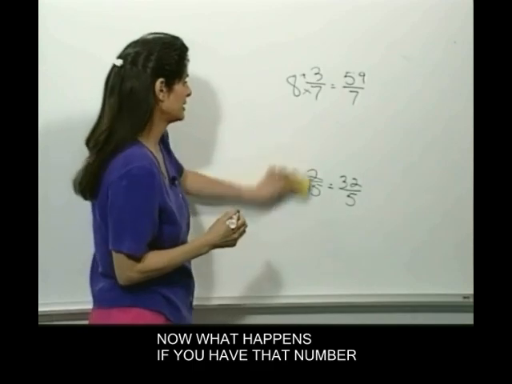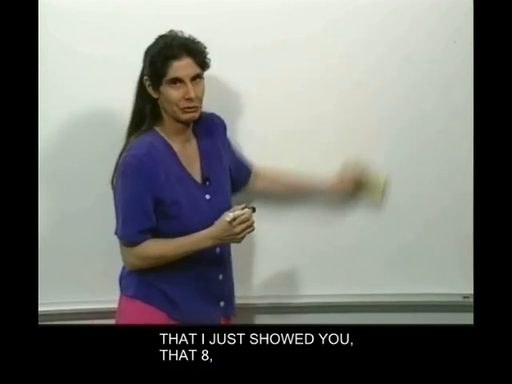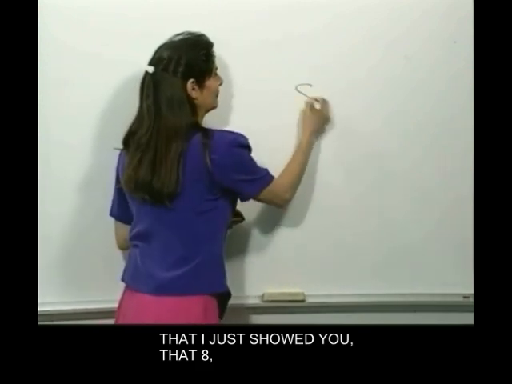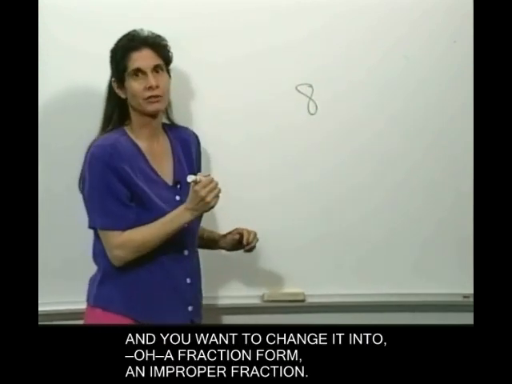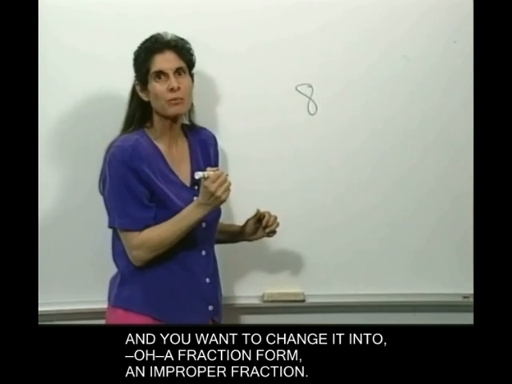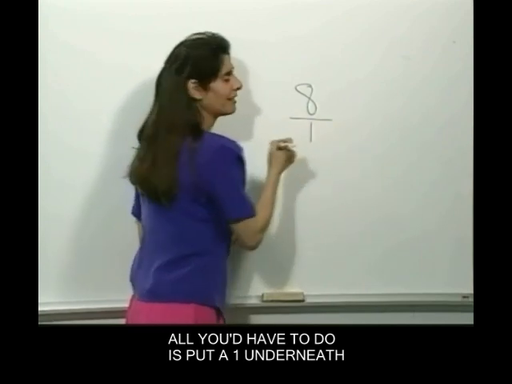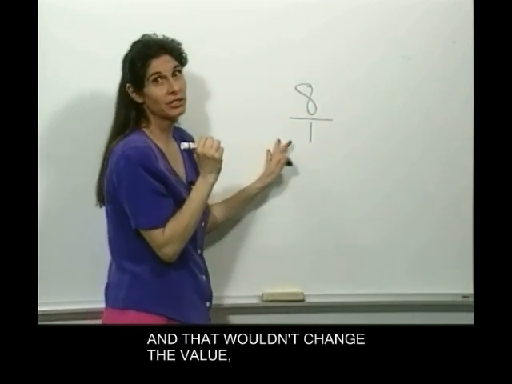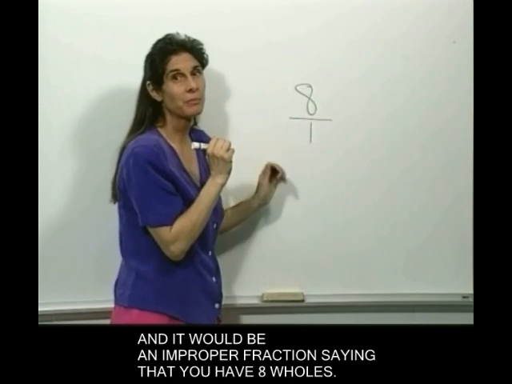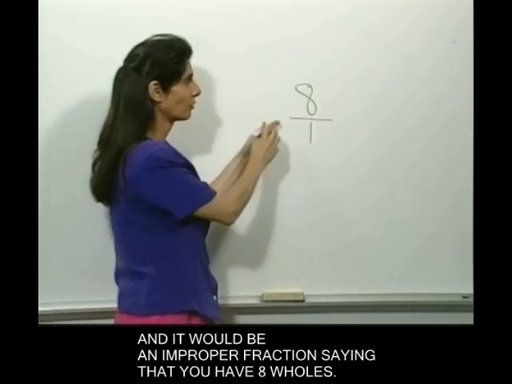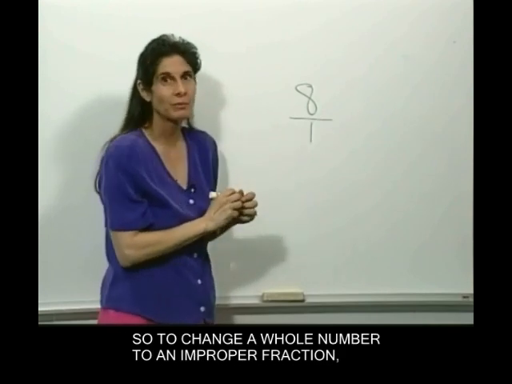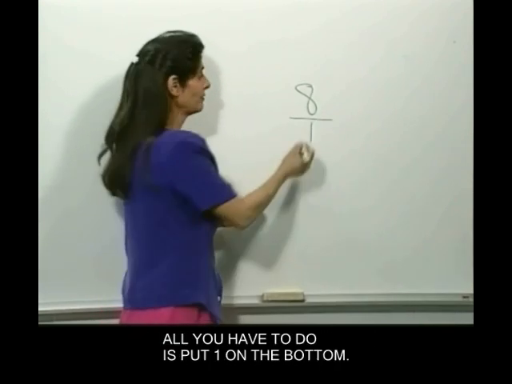Now what happens if you have that number that I just showed you, that 8, and you want to change it into a fraction form, an improper fraction? All you'd have to do is put a 1 underneath, and that wouldn't change the value, and it would be an improper fraction saying that you have 8 wholes. So to change a whole number to an improper fraction, all you have to do is put 1 on the bottom.